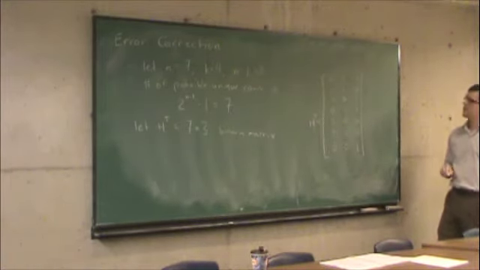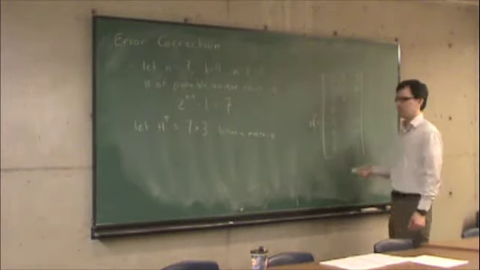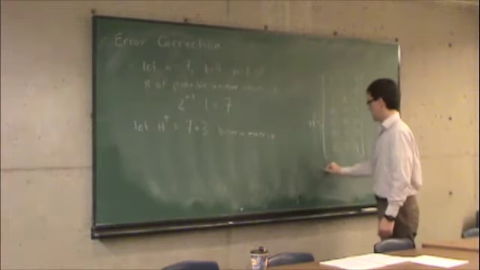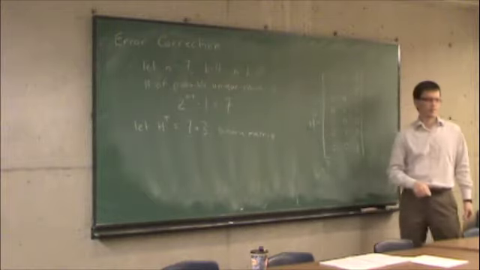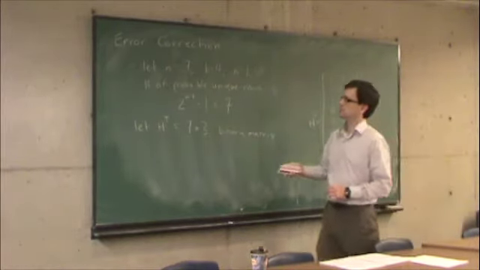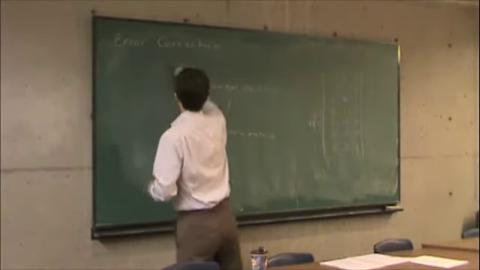If H transpose is equal to that, then in principle, we should be able to correct one error. The only problem now is how do we get G? If we can't get G, then such a code does not exist. But fortunately, there's a simple recipe for getting G from H, and vice versa.